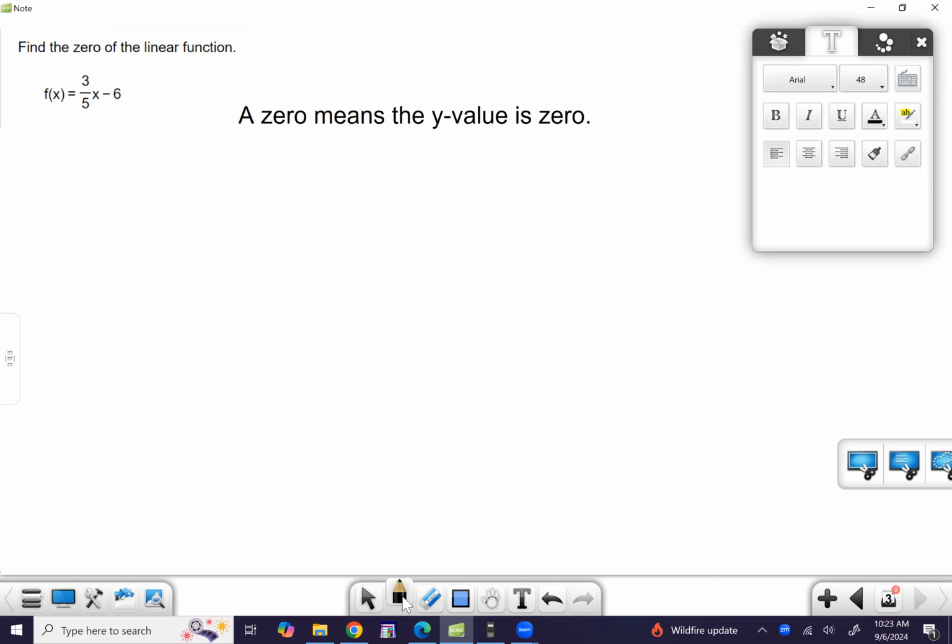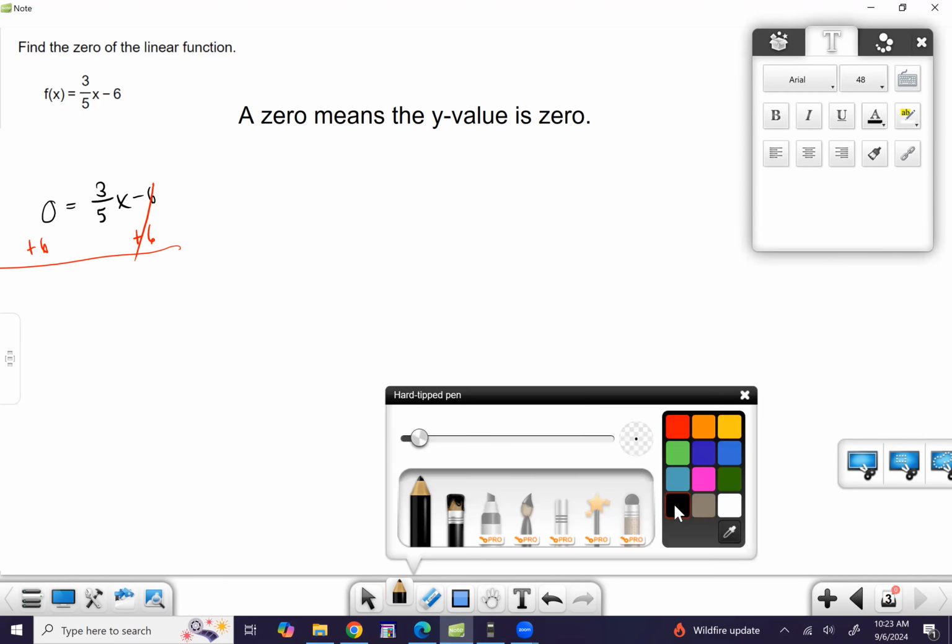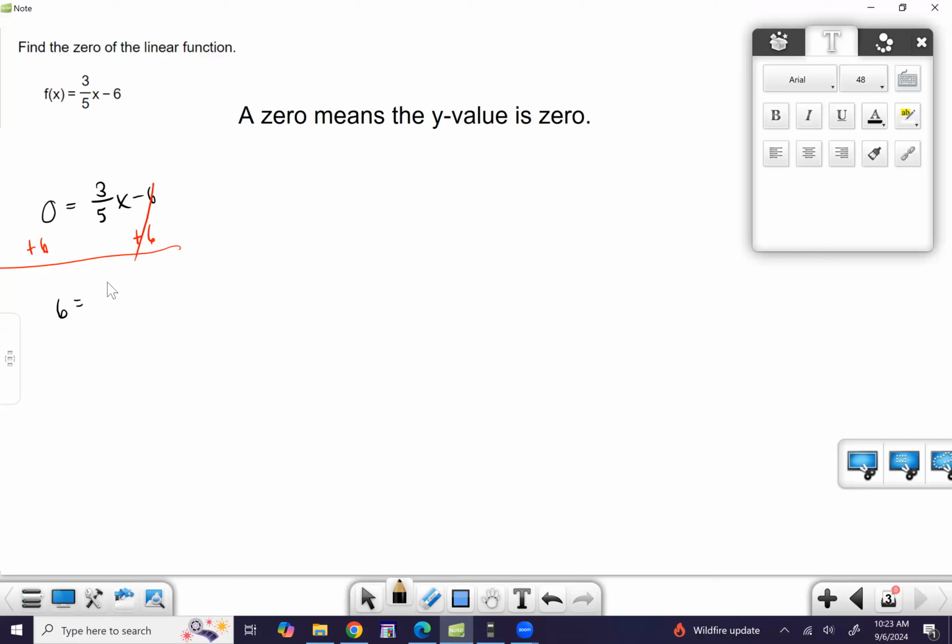So we're going to go ahead and substitute the zero in for the f of x. And then let's go ahead and solve for the x. So we're going to go ahead and add 6 first, because we're trying to get the x by itself. So let's rip stuff away from the x. So 0 plus 6 is 6.